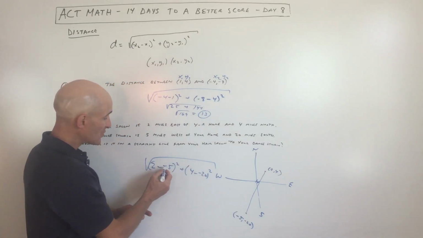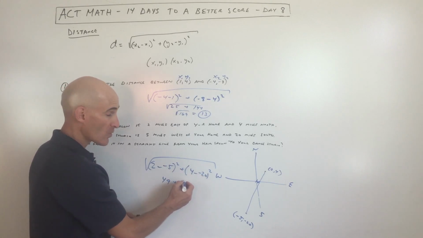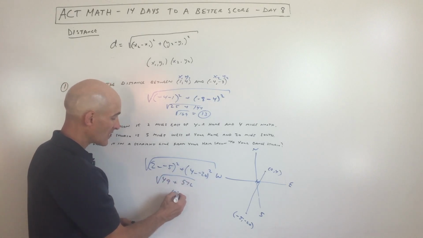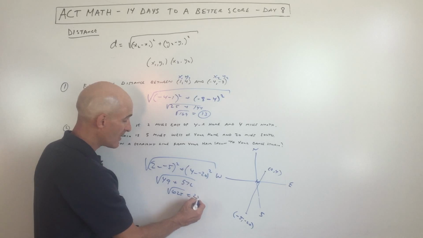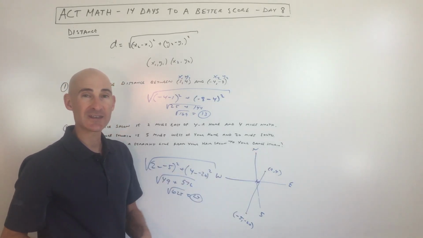So when we do this, you can see we're getting 7 squared, which is 49. Here we're getting 24 squared, which is 576. If we add those together, we get 625, and the square root of 625 is 25 miles, so it'd be 25 miles in a straight line distance.